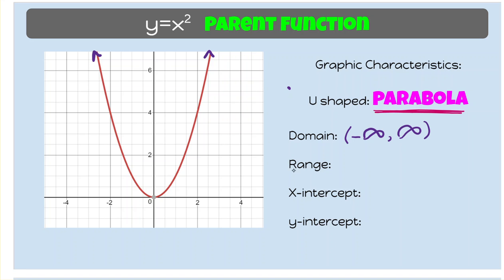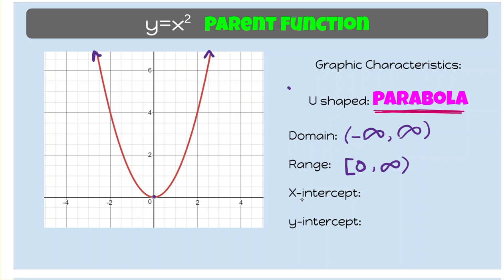Okay, my range is all my possible y values. So I read range from bottom to top. Notice my graph only starts here. My y value at my lowest point is 0. So I would start at 0, and I'm going to use a bracket since it's actually touching 0, and it's going to go up forever and ever, so that would be to positive infinity.